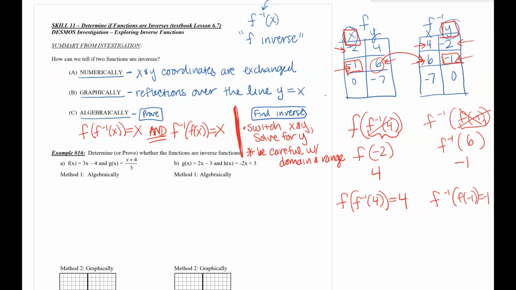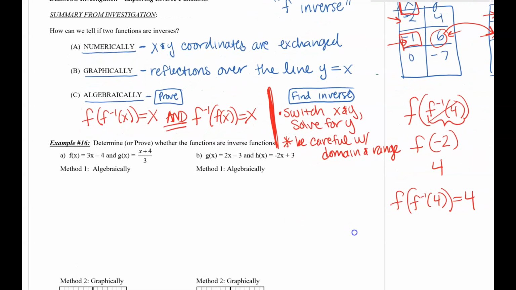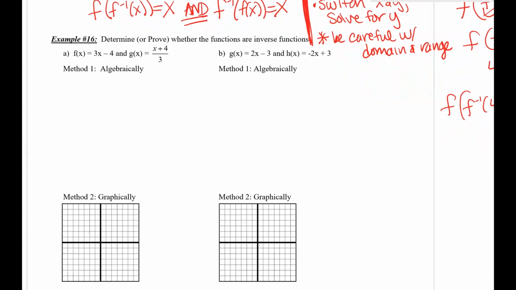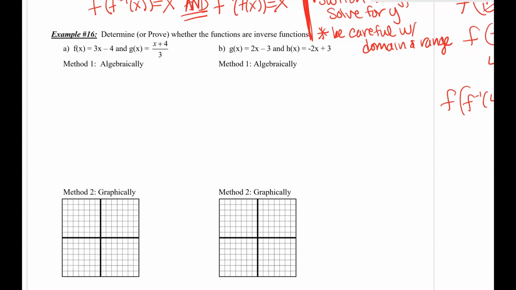Okay. All right, so we're going to look first at these two examples. Example 16. We'll actually just look at one. So we'll look at part A. And we're determining or proving that the functions are inverses. So are f and g inverses? That's the question. And we have two ways we're going to look at this, algebraically and graphically. The reason we're not doing numerically is because to prove something is true with numbers, you would have to prove it happens for every number. So you would be infinitely stuck here doing this. So we're going to do more general methods with graphs and algebra.